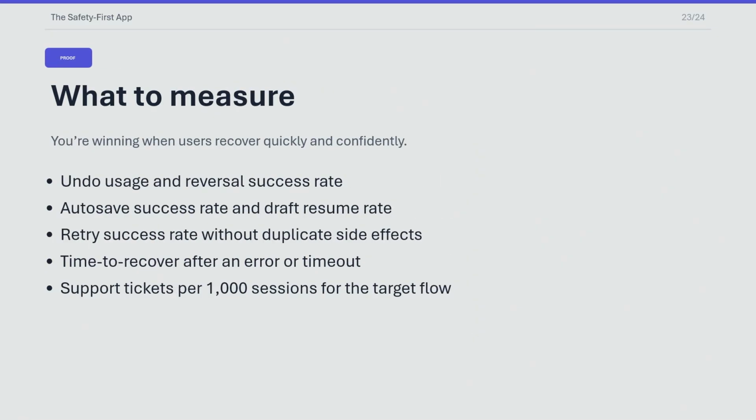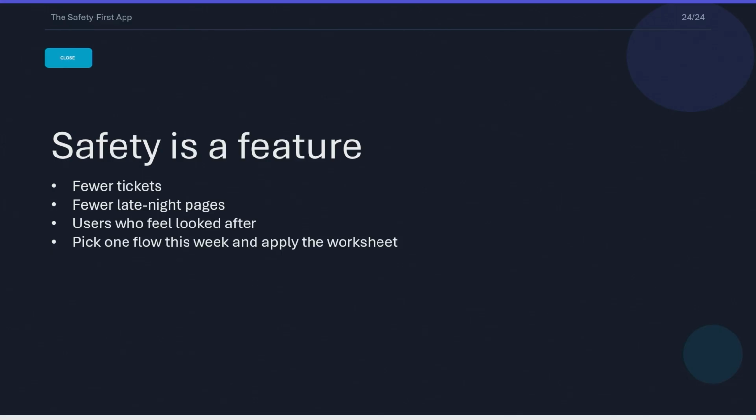And what do you measure? You would look at KPIs like undo usage and reversal success rate, autosave success rate and draft resume rate, retry success rate, time to recover, and support tickets per 1,000 sessions for a target flow. So think about safety as a feature: fewer tickets, fewer late-night pages, and users will feel looked after.